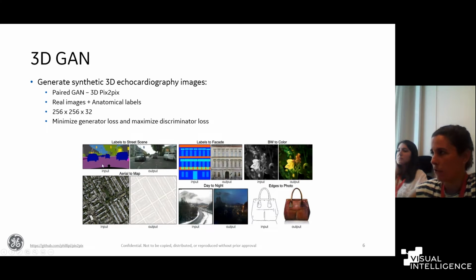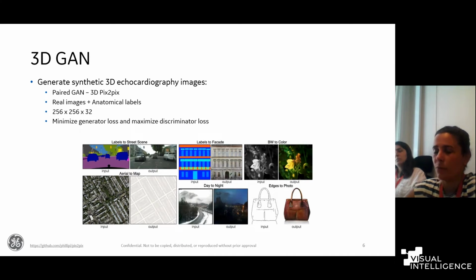So you can have different domains, A and B. You can generate different types of images depending on what you're trying to generate. So I took the original GAN and made it 3D, to deal with 3D images. And the two training domains that I use are the real images and the anatomical labels.